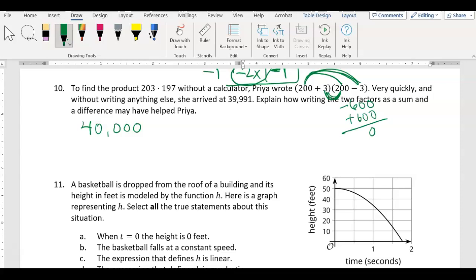So then all she needs to do is do 3 times negative 3, her last terms, and this will be minus 9, which therefore gives you 39,991. So again, because she recognized that these numbers are the difference of squares, she didn't need to worry about this plus 600 and minus 600 because they will cancel each other out. Again, same exact numbers, separated by the opposite sign, are your difference of squares.